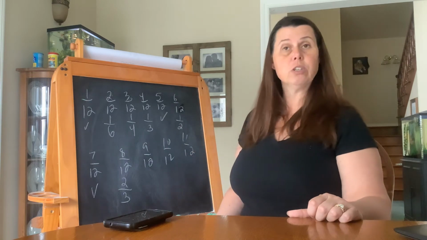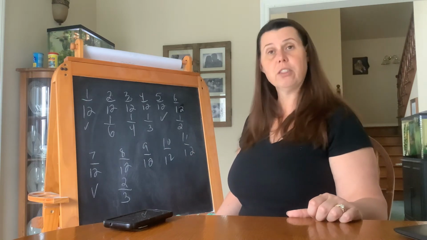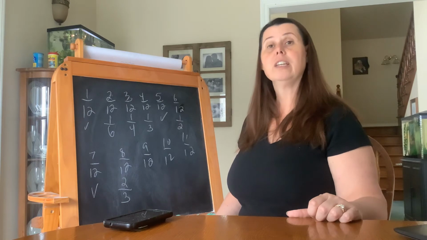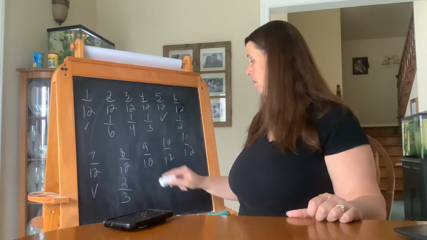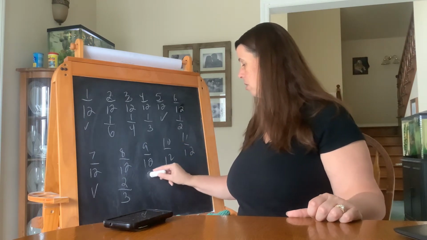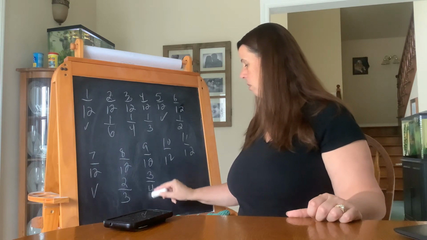9/12. Does 9 go into 12? No. Is there another number that goes into 9 and 12? Yes. 3 goes into both of them. So we're going to take 9 divided by 3 is 3, 12 divided by 3 is 4.